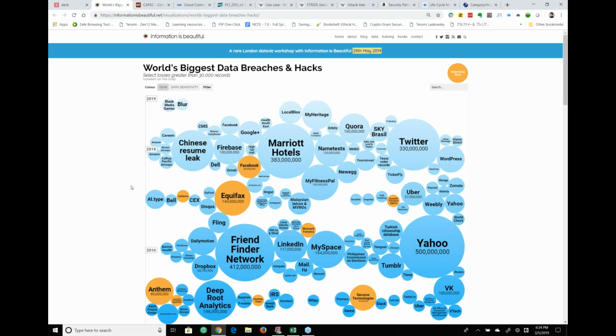Okay? And you have 2019, 2018, 2016. And the size of the boxes reveals how much data was breached. Now, security incidences aren't always about data breaches. There are many other things. People can stop your system, people can take over your system, and also people can leak information and steal information. So I believe here it's mostly about data leakage.